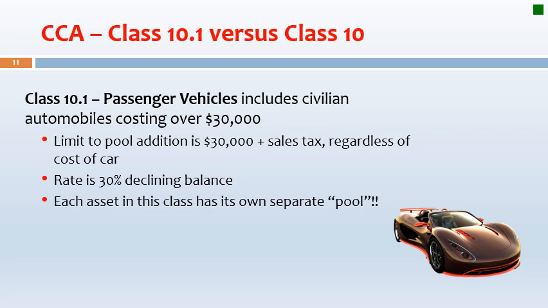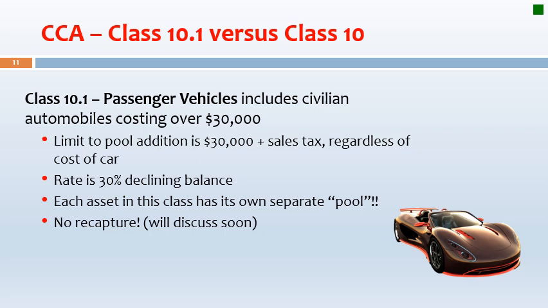Each asset in this class is going to have its own separate pool. You can never have more than one car in this pool, right? Each luxury vehicle over $30,000 will be in its own separate 10.1. Usually you don't have that many, right? But if you do have more than one, it's in its own pool.